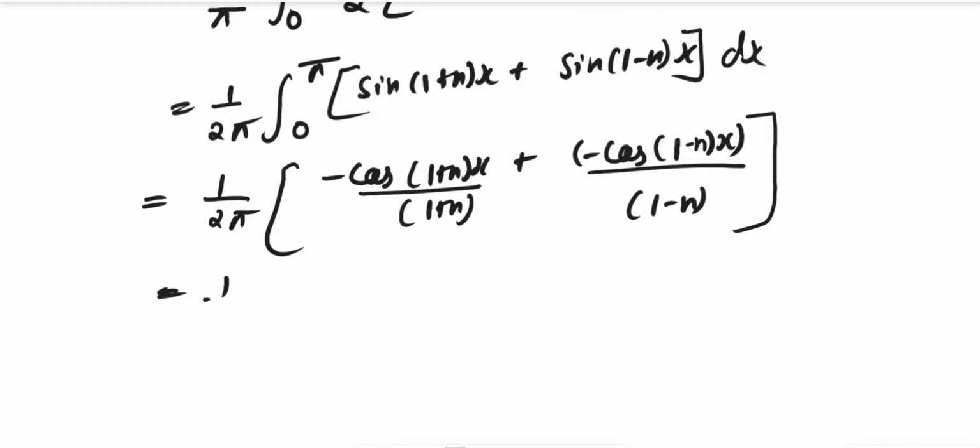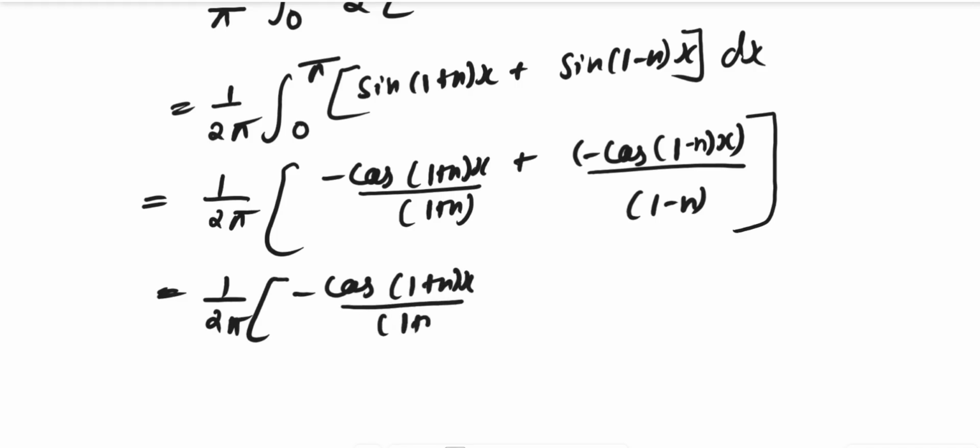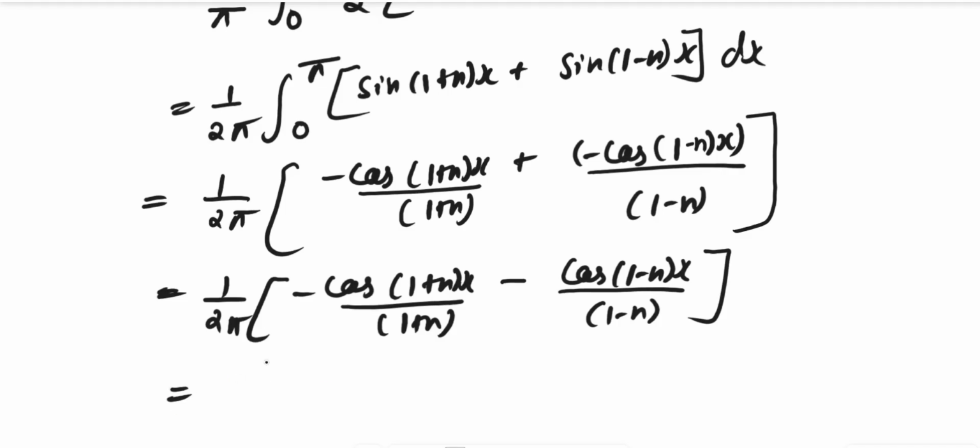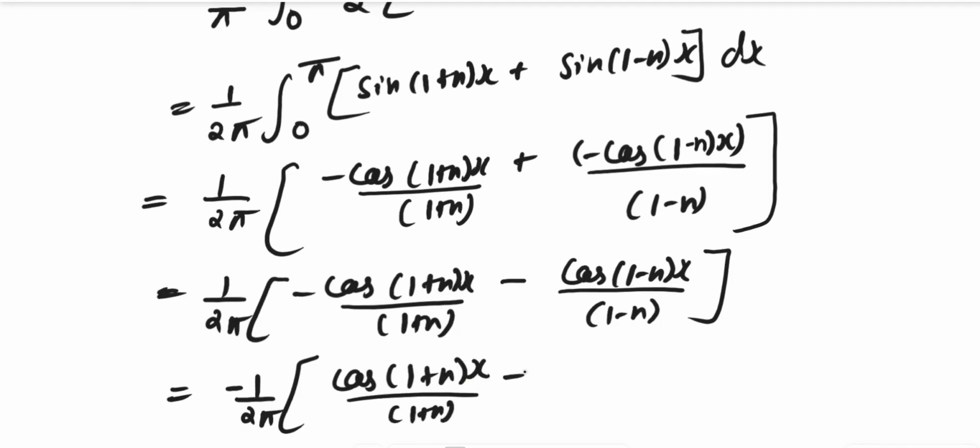So this will become 1 upon 2 pi, minus cos(1 plus n)x divided by 1 plus n plus minus cos(1 minus n)x divided by 1 minus n. Take minus common, it is minus 1 upon 2 pi in bracket cos(1 plus n)x divided by 1 plus n minus cos(1 minus n)x divided by 1 minus n, and the limit was 0 to pi.